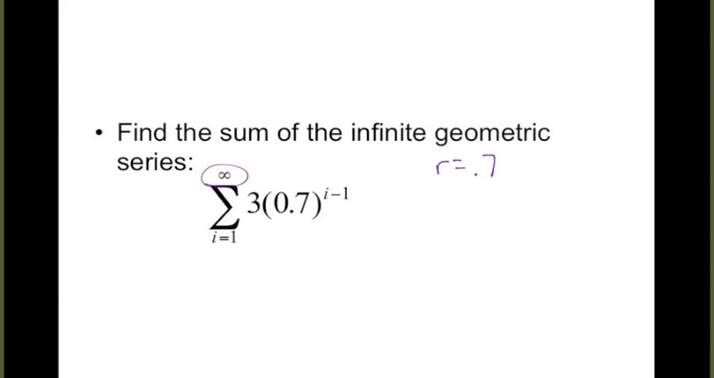So what is it going to add up to? Our rule is that the sum is a sub 1 over 1 minus r. How do I find a sub 1?